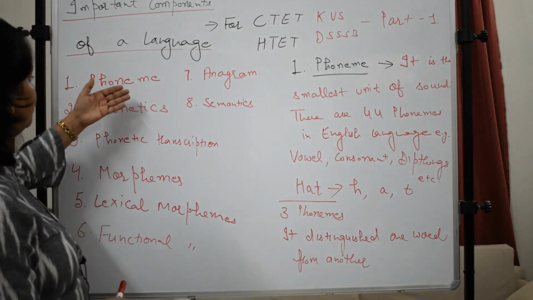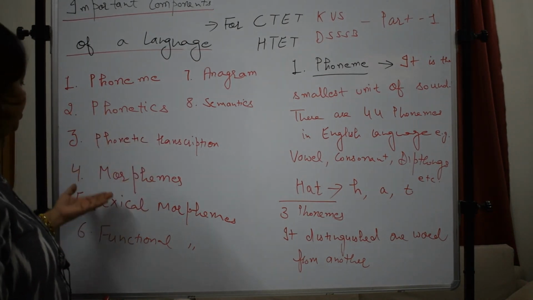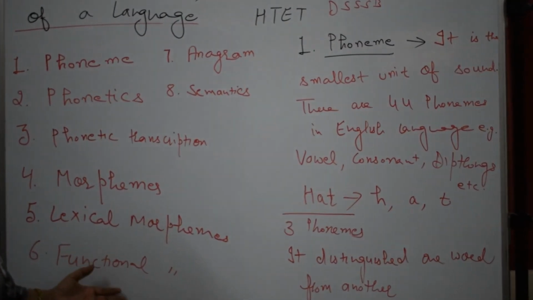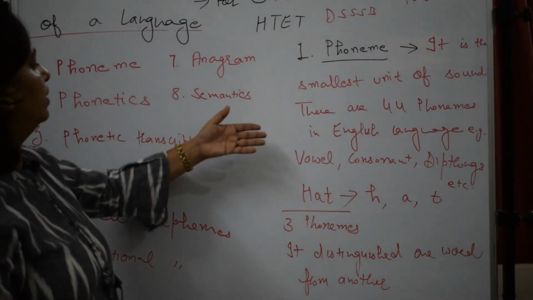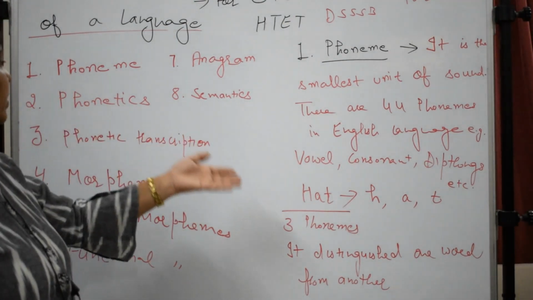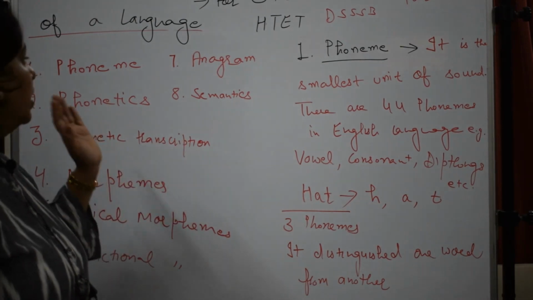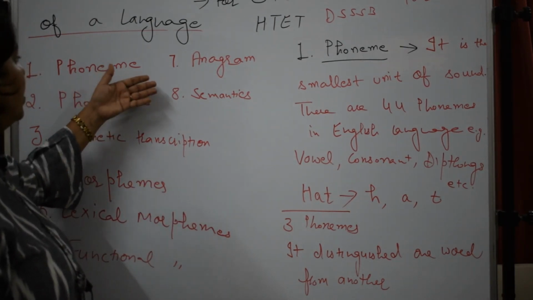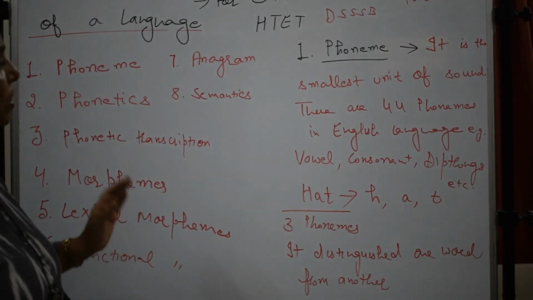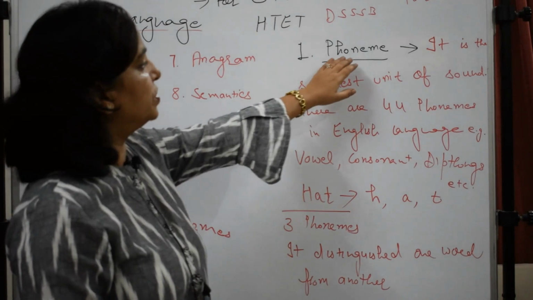First of them is phoneme, second is phonetics, third is phonetic transcription, fourth morphemes, fifth lexical morphemes, sixth functional morphemes, seventh anagram and eighth semantics. One by one we will see the details of these words, how they appear in sentences, what kind of words they are, and how we can recognize them in objective type questions. First of all, the first important component of language is phoneme.